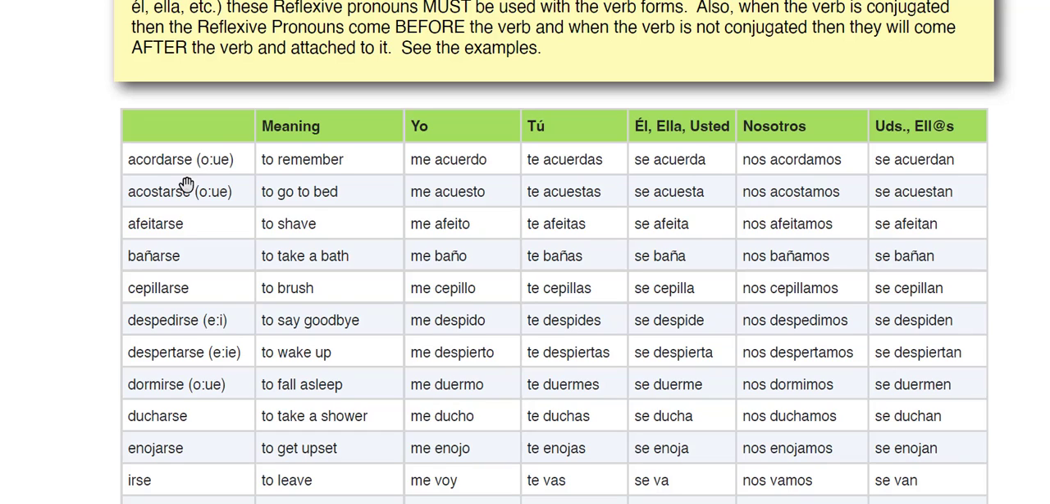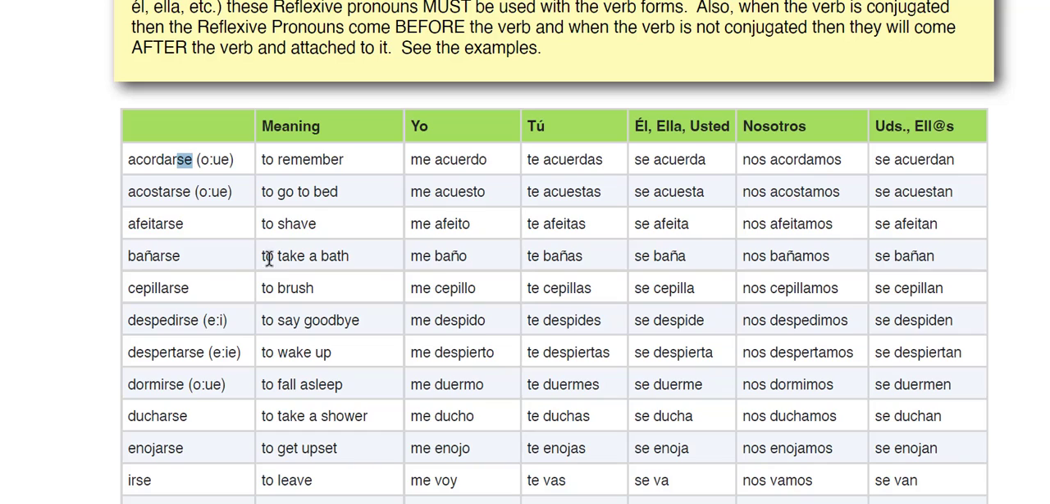The first one, acordarse, is to remember. You'll notice that some of these are also stem-changing verbs, so we've got some layers of complexity because they're reflexive and some of them have stem changes. But if you study this table, you'll be good. So acordarse means to remember. If we look closely, acordar ends in AR, but we have this additional piece, se, added to it. That's the reflexive piece.